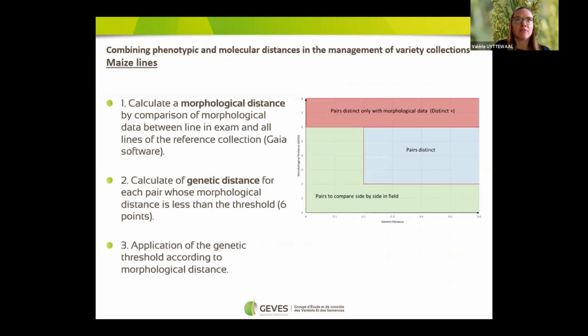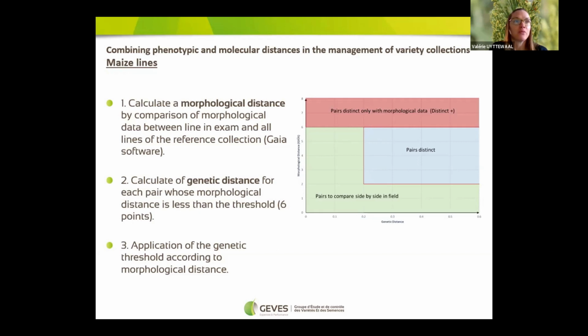The next slide is to show you that we have a threshold on the phenotypical data. So in maize, we have special rules. We use morphological data and also genetic data. It's the model 2. The first step is to calculate the morphological distance with Gaia software by comparison of morphological data between the line in test and all lines in the reference collection. The second step is to calculate the genetic distance for each pair whose morphological distance is less than the threshold. The threshold for maize is 6 points.